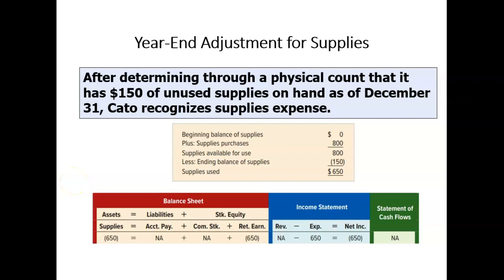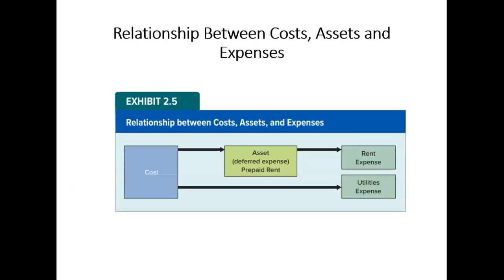Okay, let's continue our discussion on how to account for adjustments known as accrual adjustments and or deferral adjustments. This next section focuses on what we call prepaid items. Prepaid item. What is that? Well, this is when an expense has been paid for in advance, such as rent or utilities.